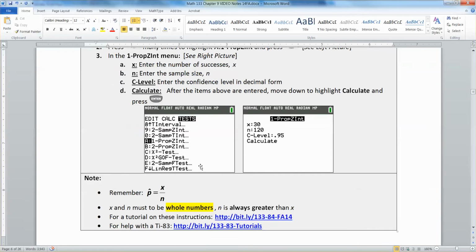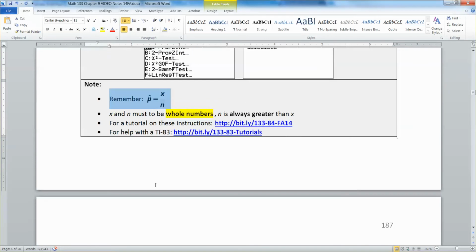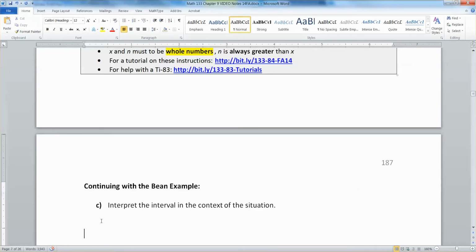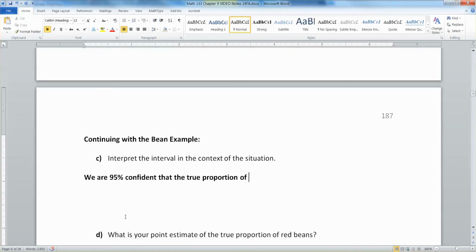All right, so now that we know how to find the confidence interval and find it with the calculator, show all the work, etc., the question comes up of what does this confidence interval mean in the context of the situation? So we are 95% confident that the true proportion of, now what was this about? Red beans. So the true proportion of red beans in the box.